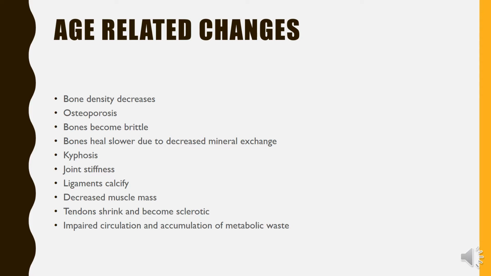There is also decreased muscle mass as we age. The tendons may shrink and become sclerotic, slowing the movement of our body. And there is impaired circulation, and there may be accumulation of metabolic waste within our musculoskeletal system, and the consequence of this is people will often experience muscle cramping and pain due to impaired circulation and the accumulation of waste.